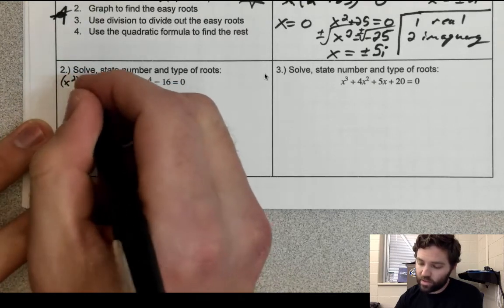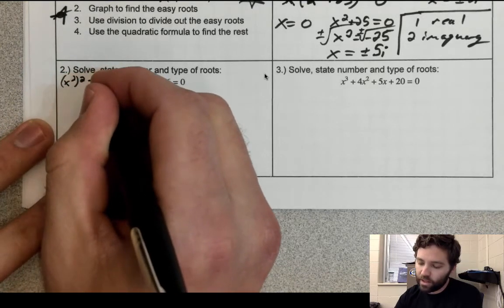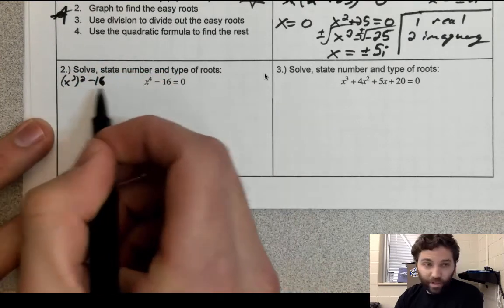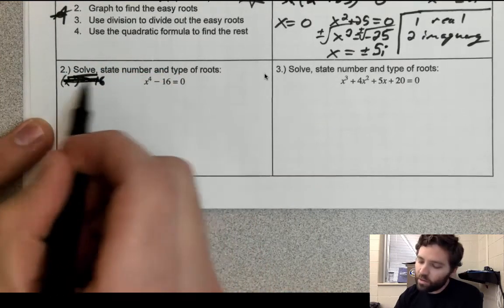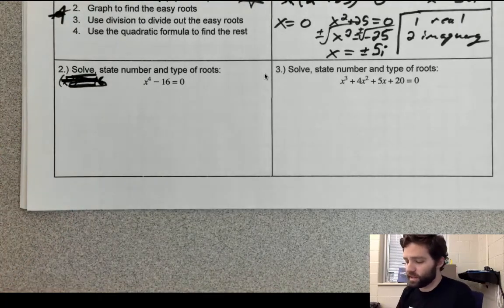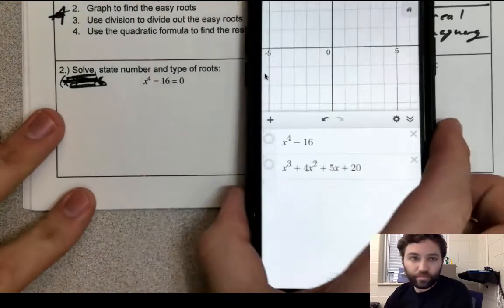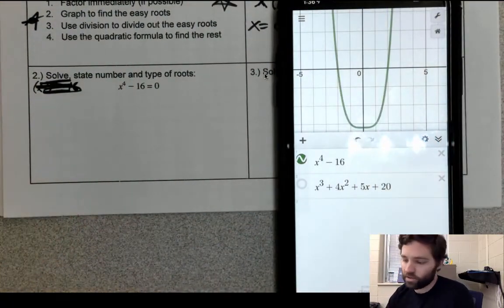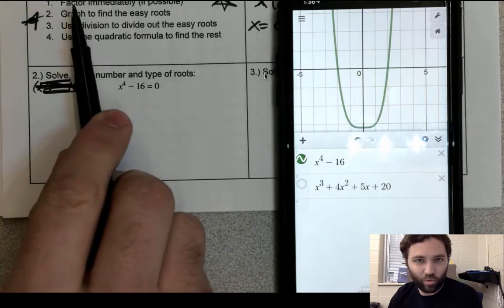You can write it like this: x squared squared minus 16, which is 4 squared. So 16 would be x minus 4 squared. But let's say you don't notice that, right? Let's say that you don't realize that that's a pattern that you could factor right away. What you can do is take your graphing calculator out, graph it.